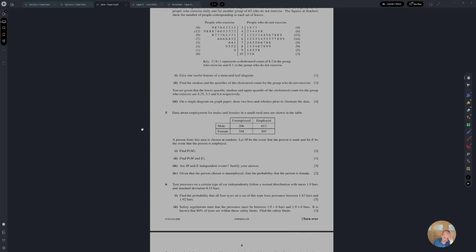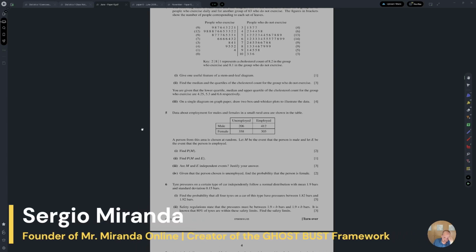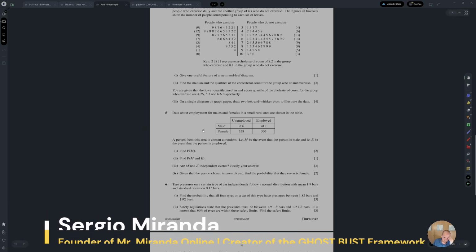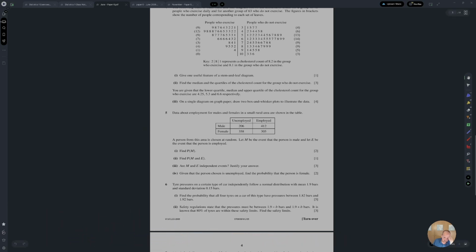Let's now look at some exam questions regarding independent and dependent variables and conditional probability. The first question is this one from a June 2005 exam.